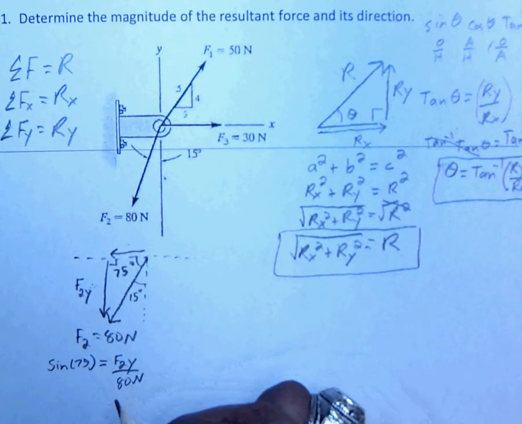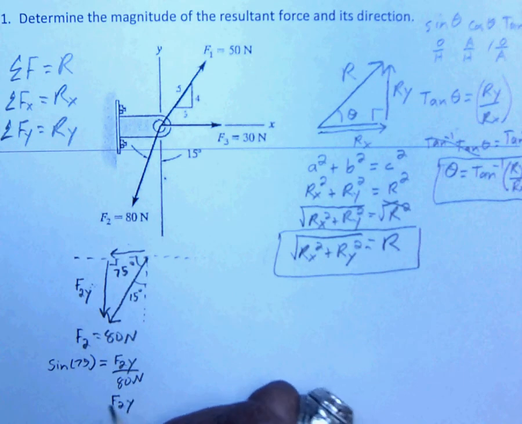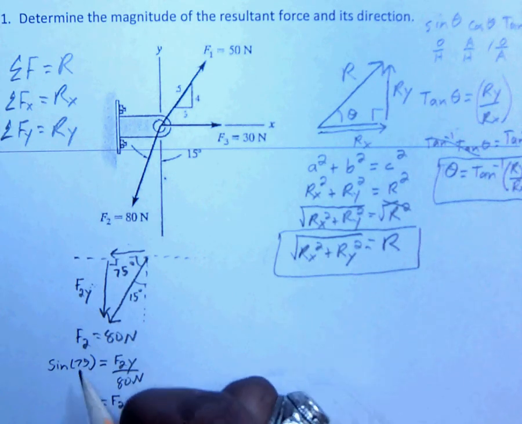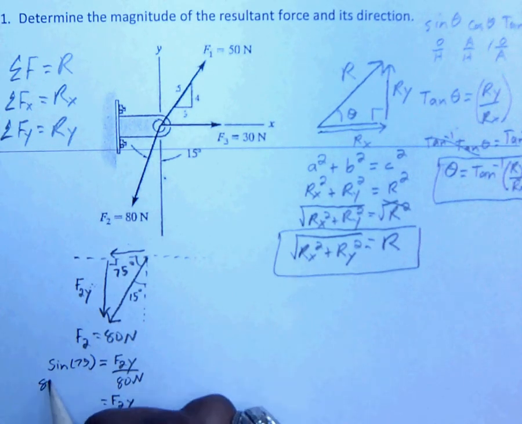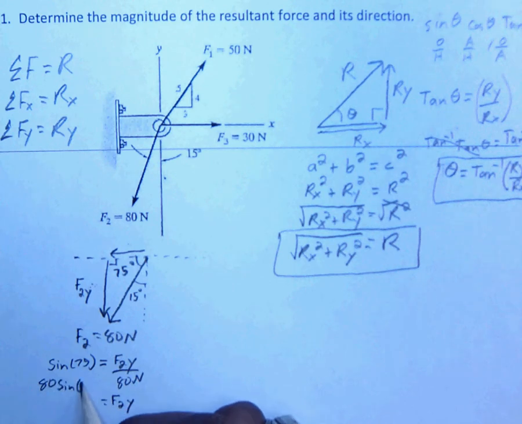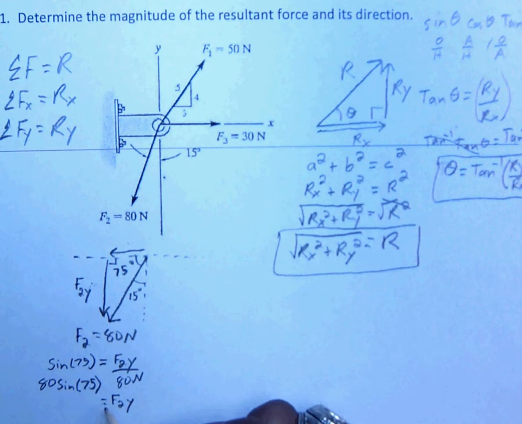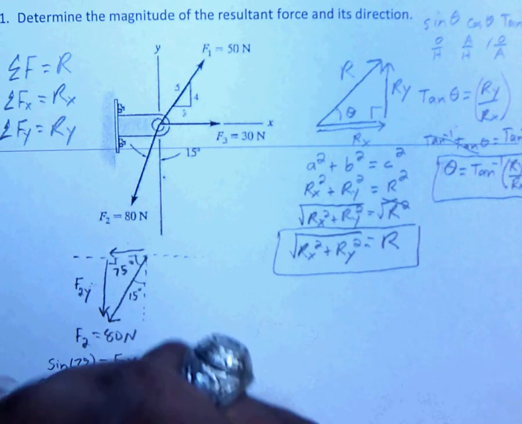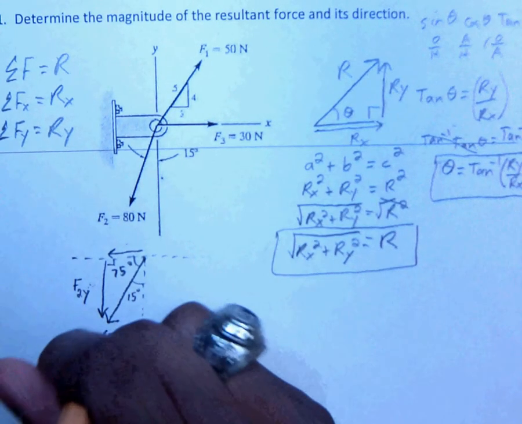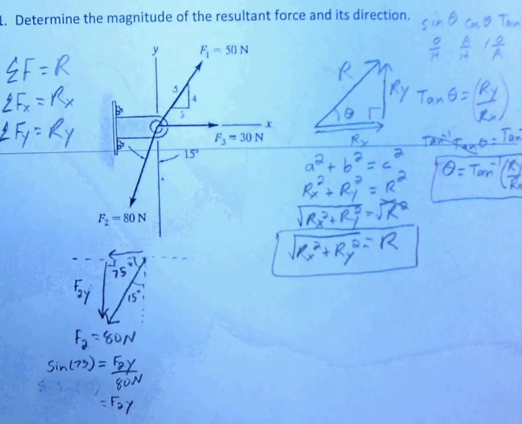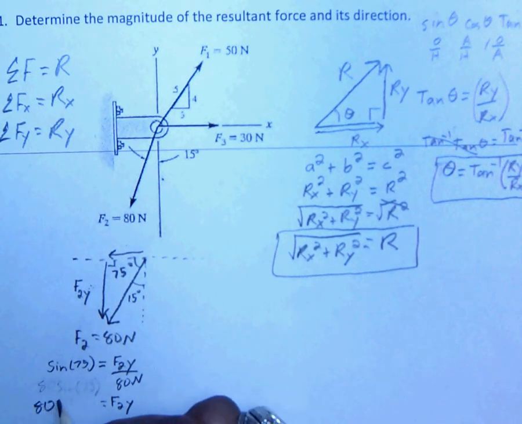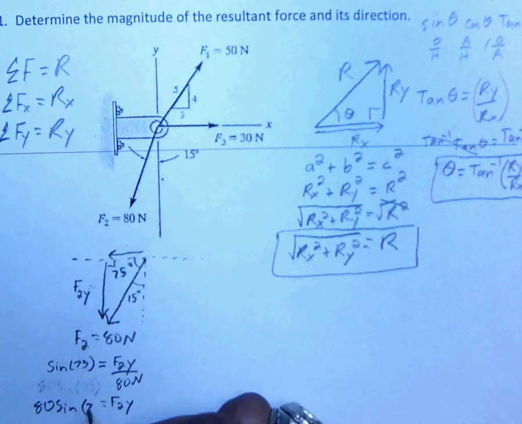And if I want to solve for the y component of F2, then I just multiply by 80 newtons on both sides, and I get 80 times the sine of 75. And that's going to equal the y component of force 2. So we have 80 times the sine of 75.